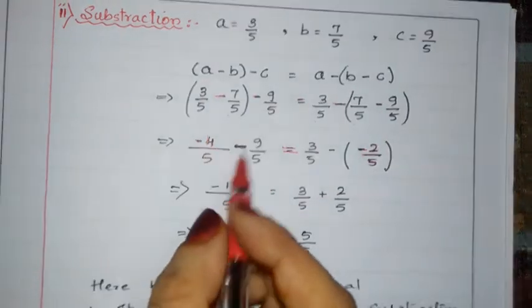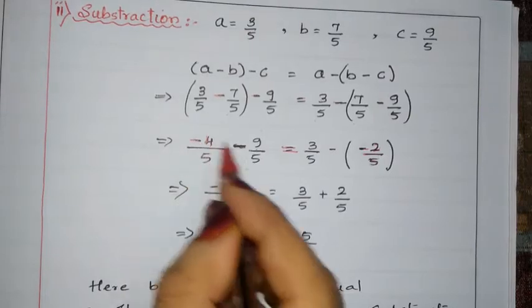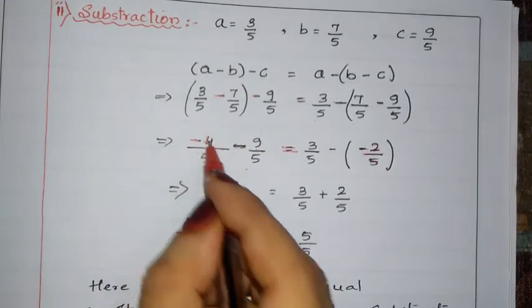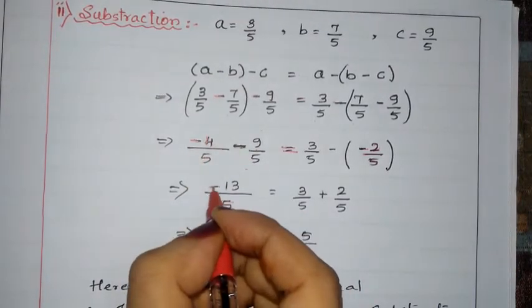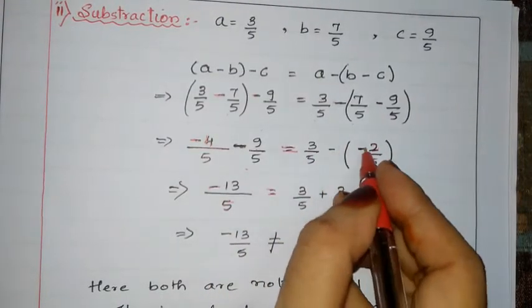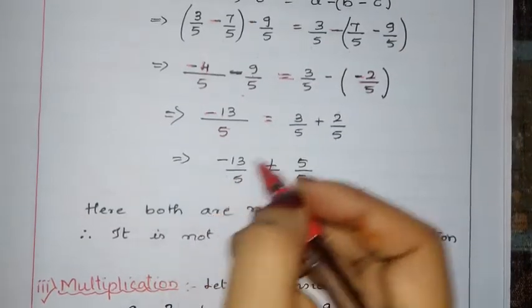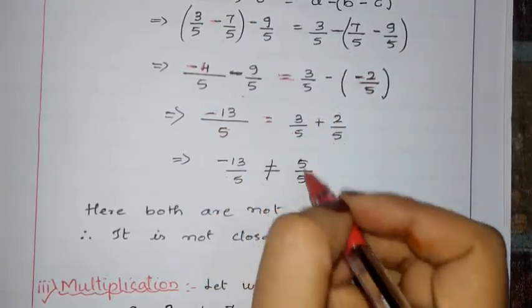Now let us see. Denominator is same. 9 minus minus plus 9 plus 4 is 13, but the minus sign stays as it is. That equals 3 by 5 minus minus plus 2 by 5. So minus 13 by 5. Denominator is same, 3 plus 2 is 5 by 5.